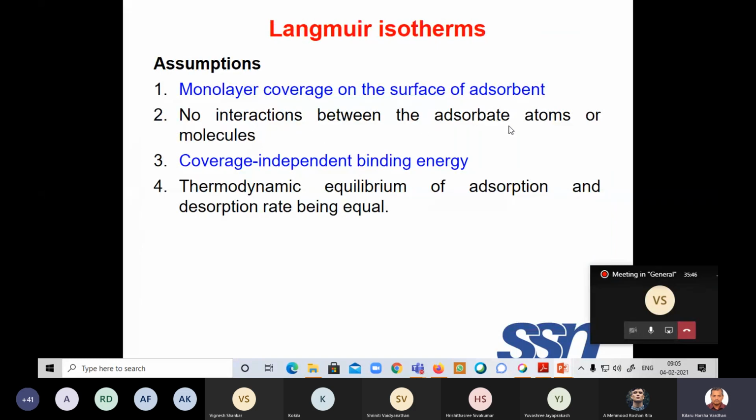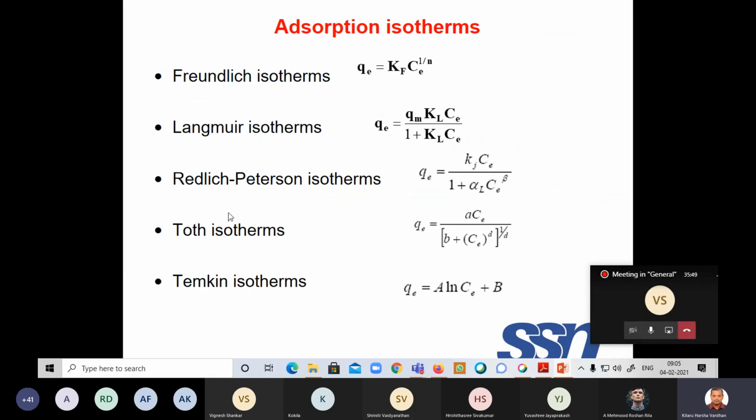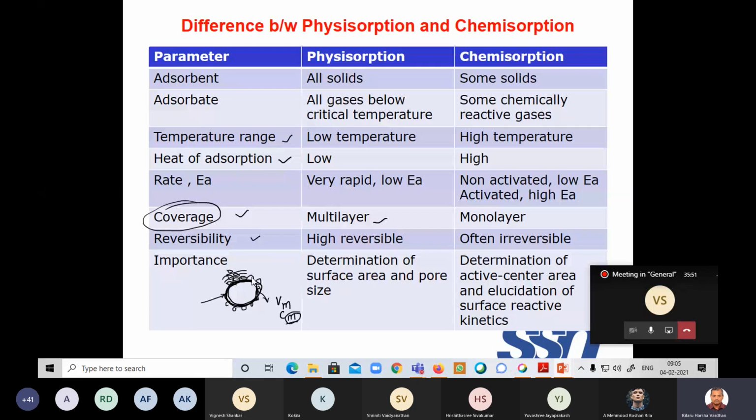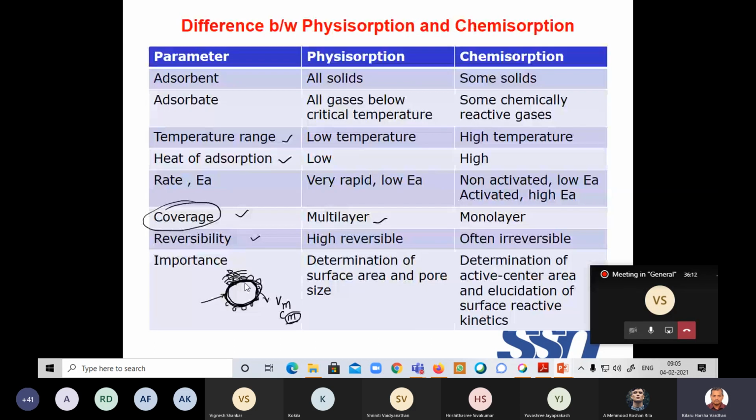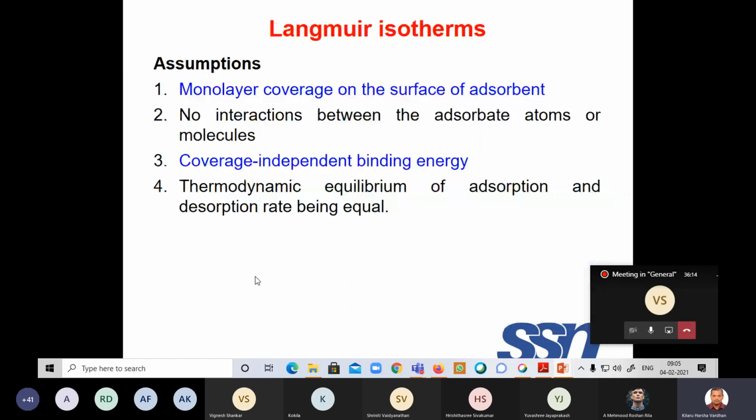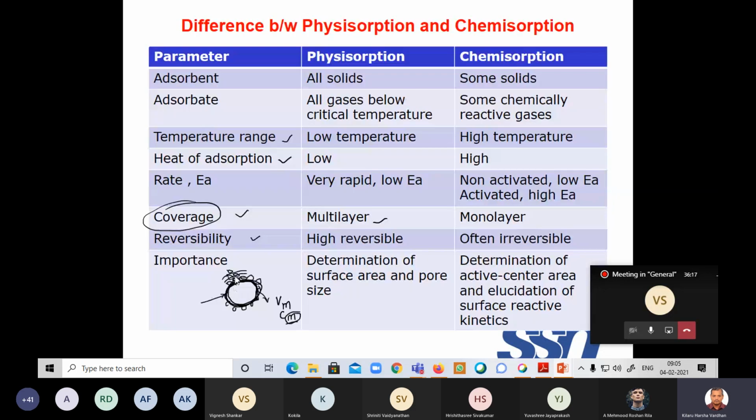Again, no interaction between the adsorbate atoms or molecules. What you are assuming is that for what is adsorbed, there is no interaction. There will be interaction, but to make our equation simple, we assume that there is no interaction. The coverage is independent of the binding energy. The thermodynamic equilibrium of adsorption and desorption are always equal. That is one more assumption you will make. How much is adsorbed, that much it will be desorbed. That is one more assumption you will make.